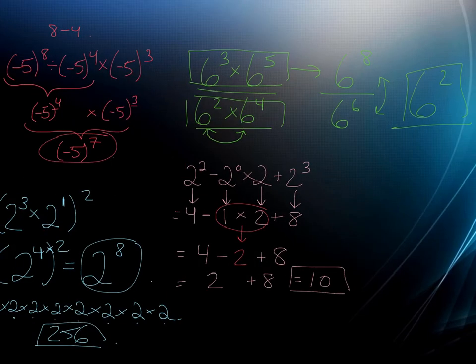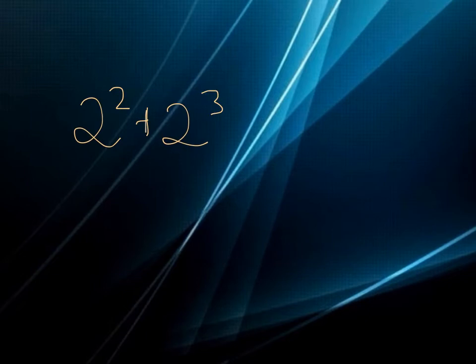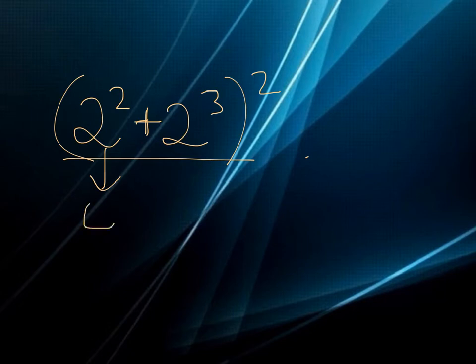Okay, I think I'll just do one more. It's a little bit trickier. How about 2 to the power of 2 plus 2 to the power of 3 all to the power of 2. Okay, so first is brackets. And we definitely have brackets here, so we need to solve everything that's inside the brackets first. So first we're going to figure out that 2 squared is 4, and 2 to the power of 3 is 8.